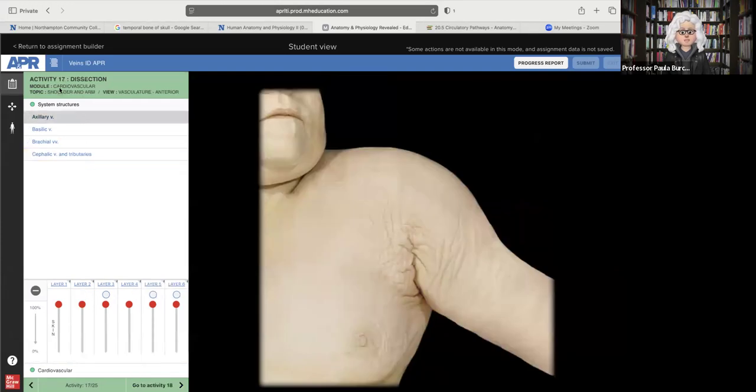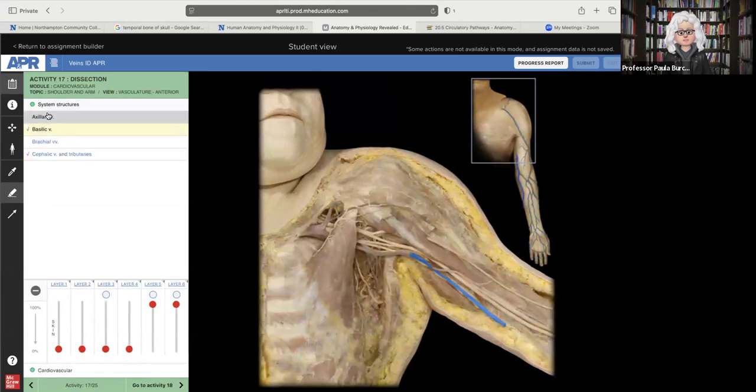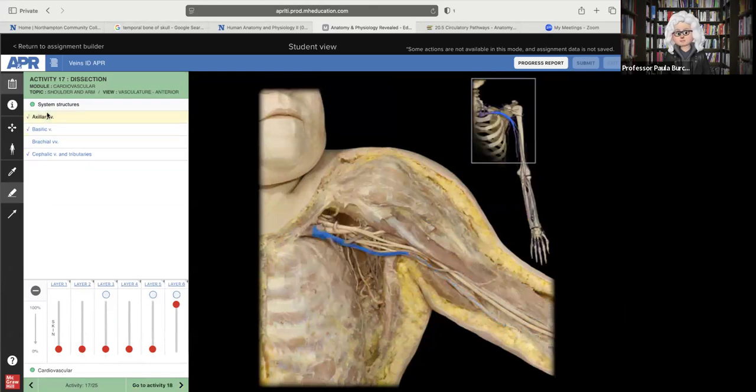Looking at the same thing here, we're looking at the shoulder. So in this case, we want to start with the cephalic. There we have the cephalic. We have the basilic. And now we have the axillary there. Now, the brachial, remember, is a deeper vein here. So the brachial, cephalic, and basilic all are going to drain into the axillary.